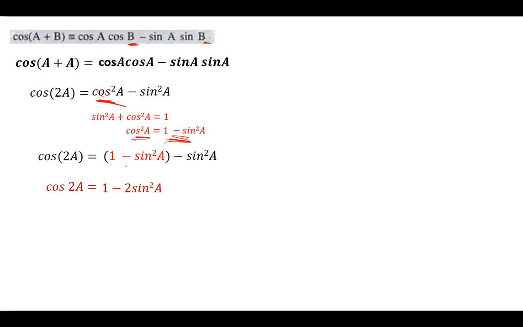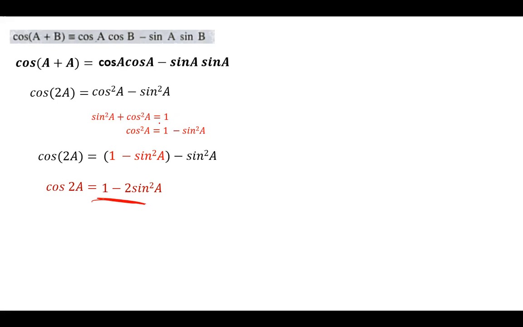Yeah, so you get something like this, because this negative sign and that negative sign can add to get negative 2 sine squared A. That's what you're going to get. So this is also one of the important trig identities that you need to know. Cos 2A is equal to 1 minus 2 sine squared A.